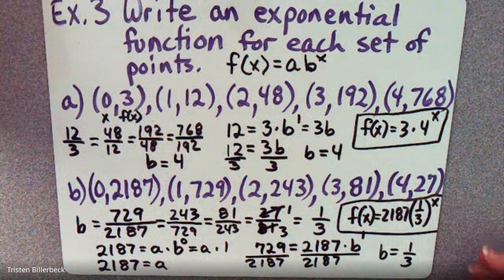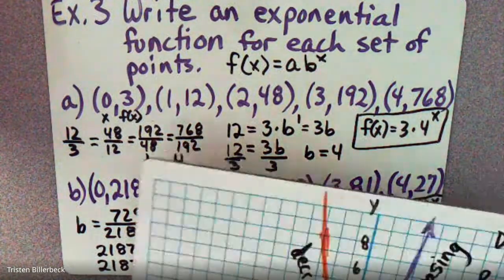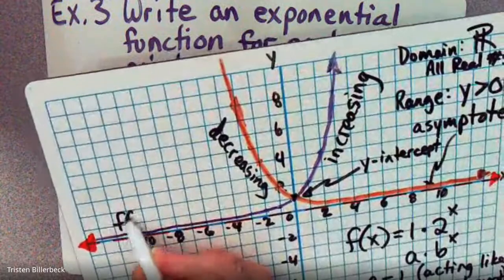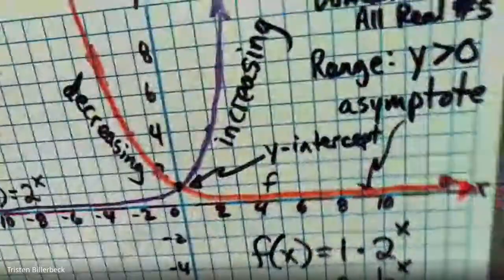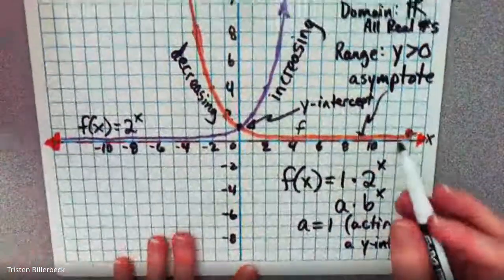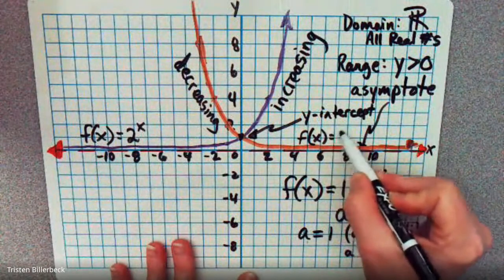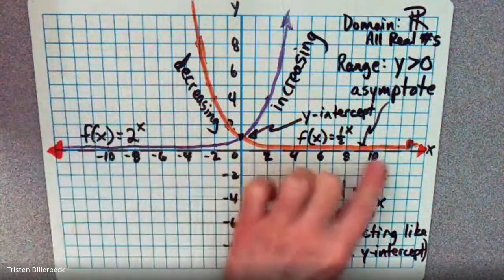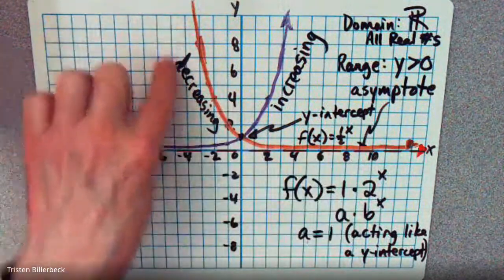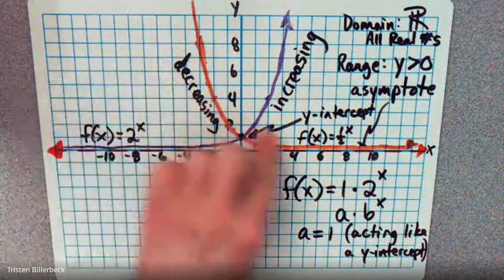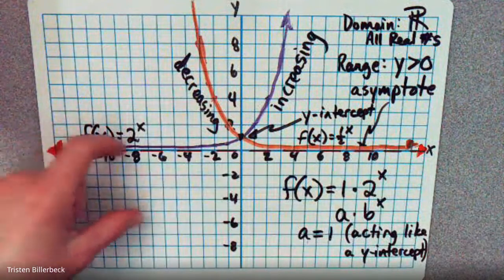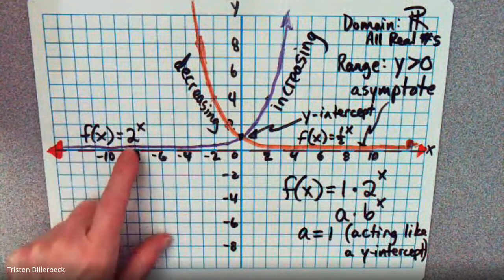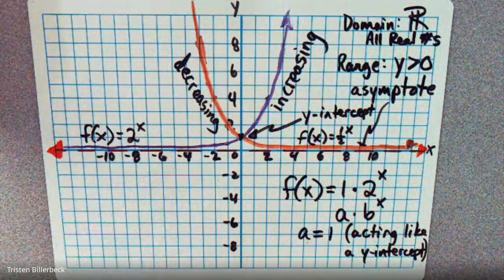So from what we saw in the last example, when we looked at this one, it was f of x equals 2 to the x. And this one was f of x equals 1/2 to the x. So we can see we have a decreasing function when it's a fraction. When it's less than 1 and between 1 and 0, it's a decreasing exponential function. It's an increasing exponential function if it's greater than 1. If the common ratio is greater than 1, it's an increasing function.